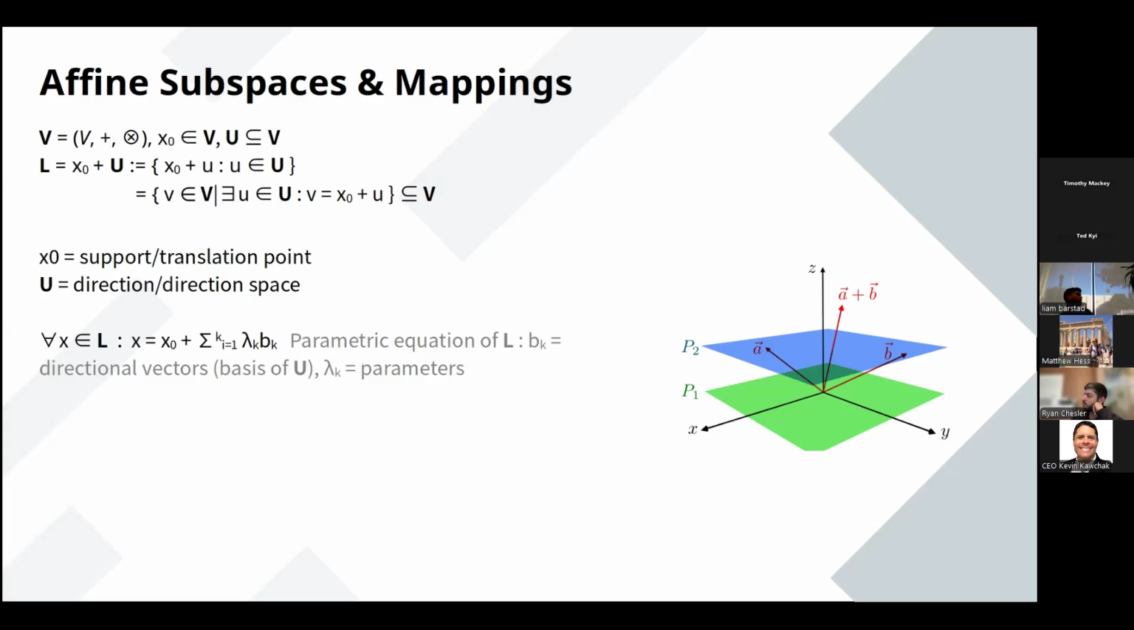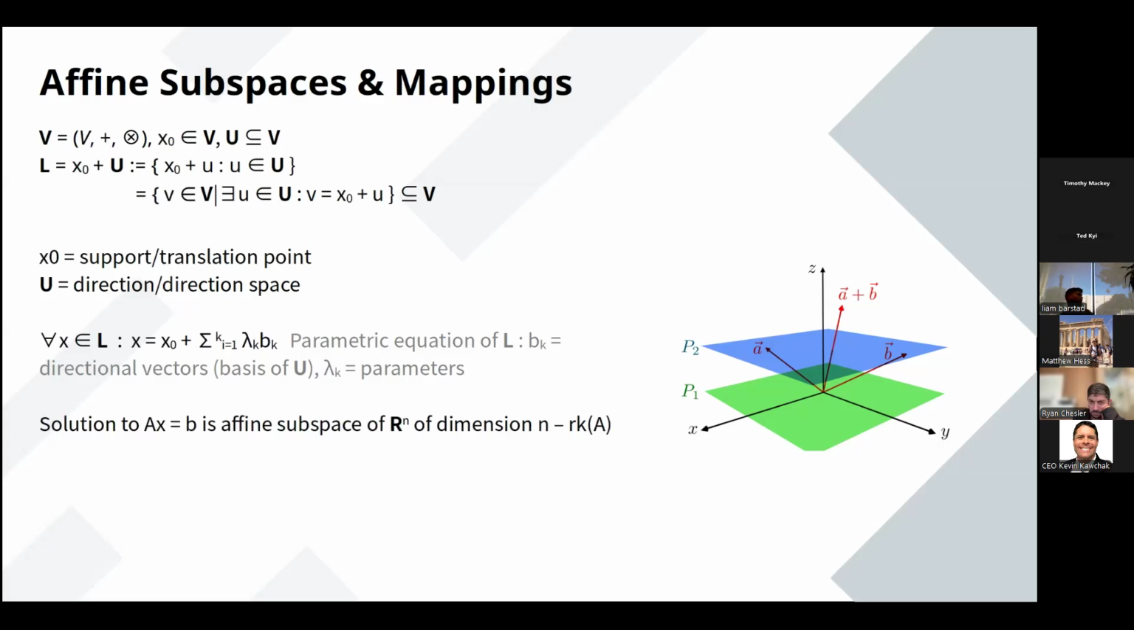Another way you could write this is, for all x within L, this affine subspace, x equals that translation point or vector, plus a series of scalars on the basis vectors of U. These lambda scalars can actually be parameters. That's how you turn this into a parametric equation, which in some computational circumstances is easier to digest.